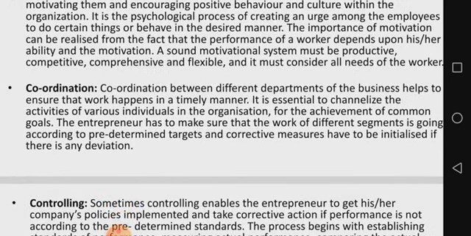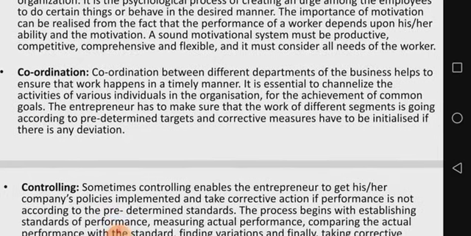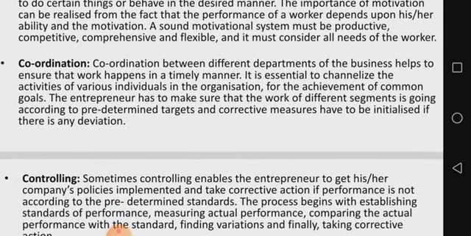Coordination between different departments of the business helps to ensure that work happens in a timely manner. It is essential to channelize the activities of various individuals in the organization for the achievement of common goals. The entrepreneur has to make sure that the work of different segments is going according to predetermined targets, and corrective measures have to be initiated if there is any deviation.